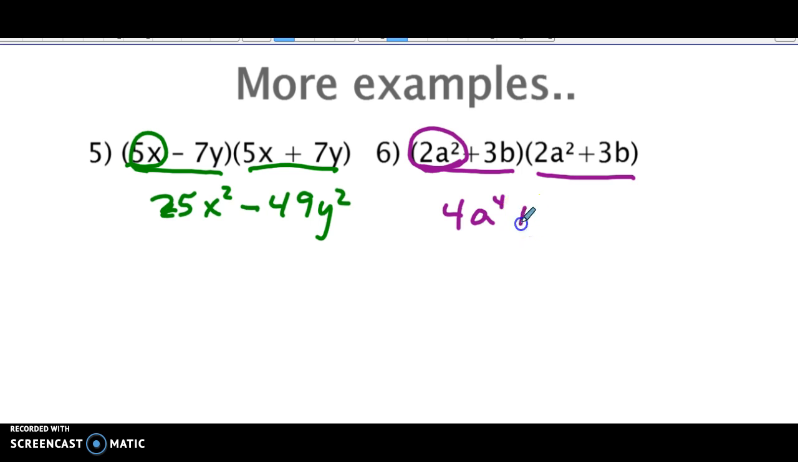For my middle term now, I'm going to add to that double the product of my outer terms. So I'm going to do 2a squared times 3b, which gives me 6a squared b, and I'm going to double it to 12a squared b. That's my outer terms, the product, doubled. And for my last term, I'm going to add my last term squared. So 3b squared becomes 9b squared. So I have a trinomial answer, 3 terms in my answer.